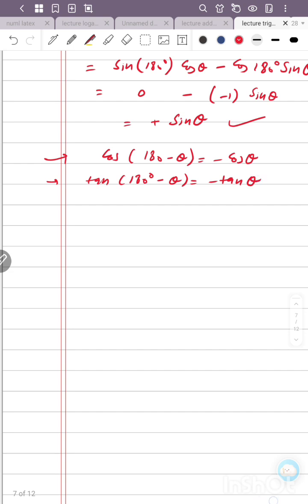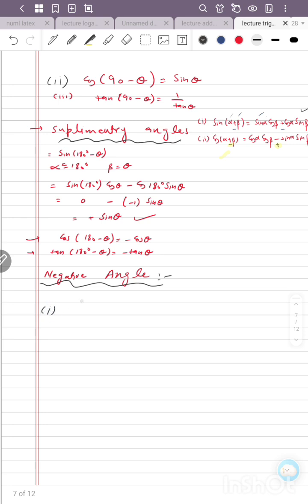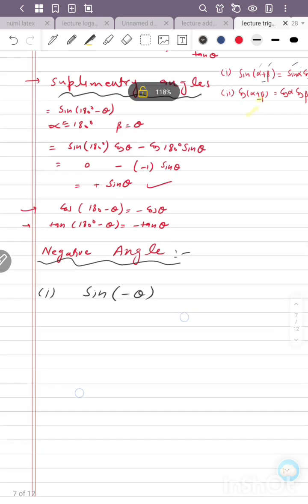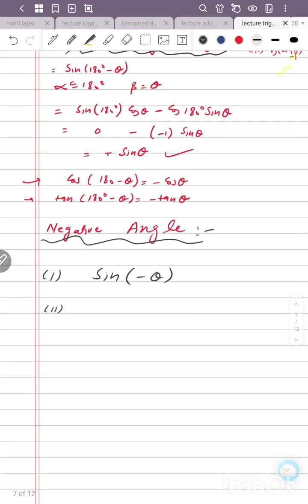Okay. Similarly, we have the next ones. We have to do these angles here: sine minus theta, cos minus theta, and tan minus theta. Sine minus theta will be minus sine theta, we have to write cos theta, and we have to write minus tan theta.